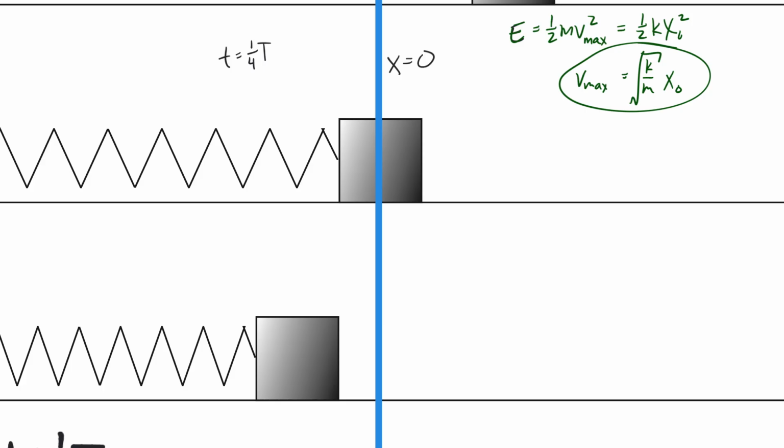But also, based on Hooke's law, the force equals 0 and the acceleration equals 0. We're at maximum speed, but there's no force on the object. There's no acceleration on the object. We are passing through equilibrium. All right? Ready to keep going? Because things change now. We're on the other side.